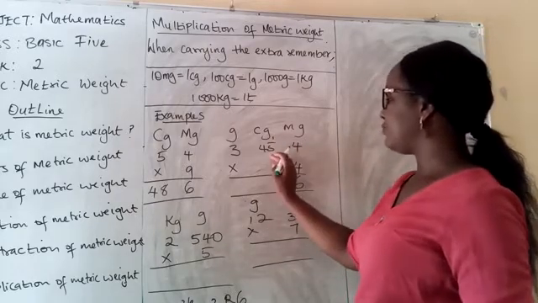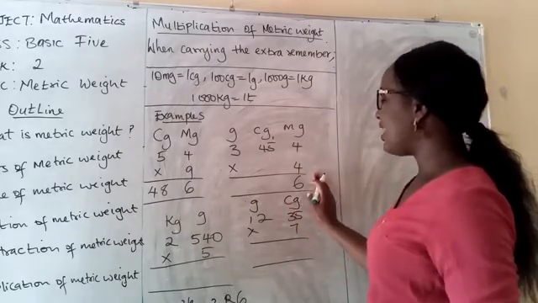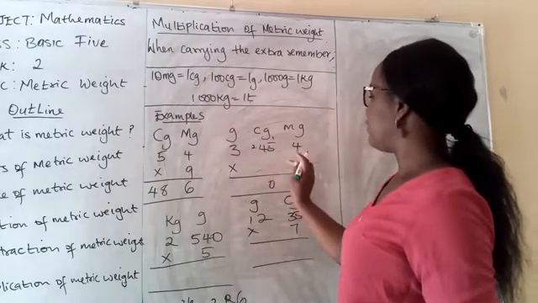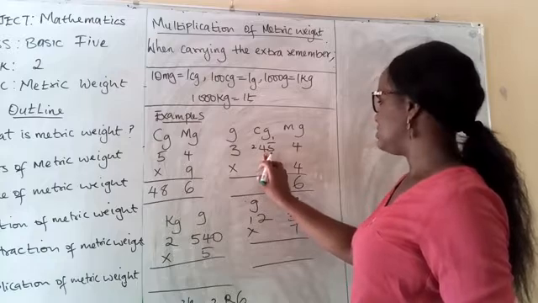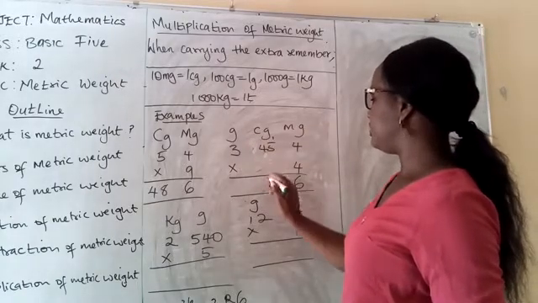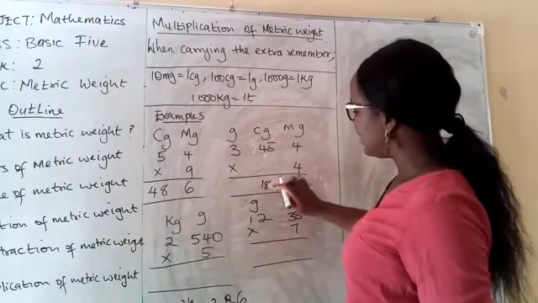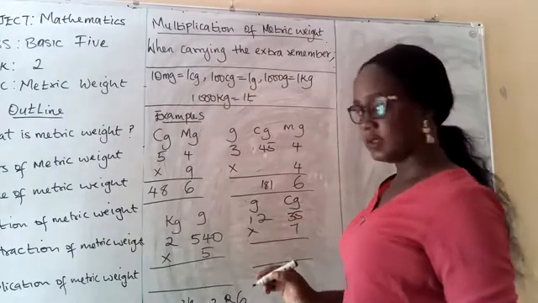4 times 5 will be giving us what? You have 20. 20 carry 2, right? 4 times 4 is 16. And plus 2 will be giving you 18. Remember, we are having pending 1 here, so adding it to 180 will give you 181.